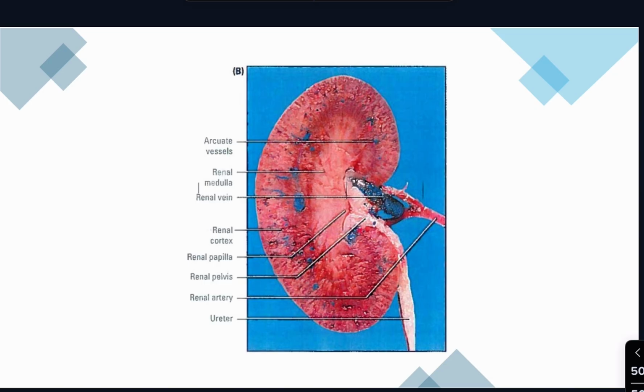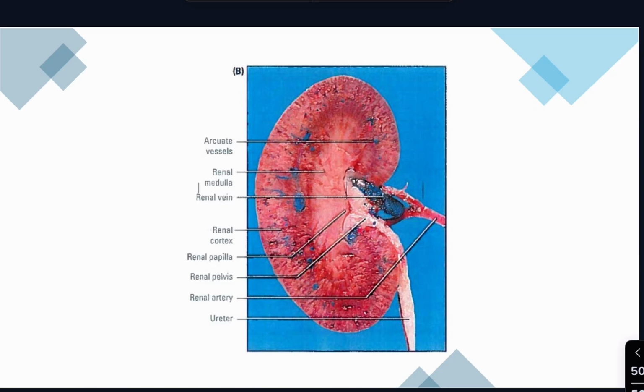So you should be able to see that there are interlobular, interlobar, and arcuate vessels, both veins and arteries, and you can see the segmental artery a little bit over here on the bottom, right? There's no segmental vein, remember that. So just get a general idea.